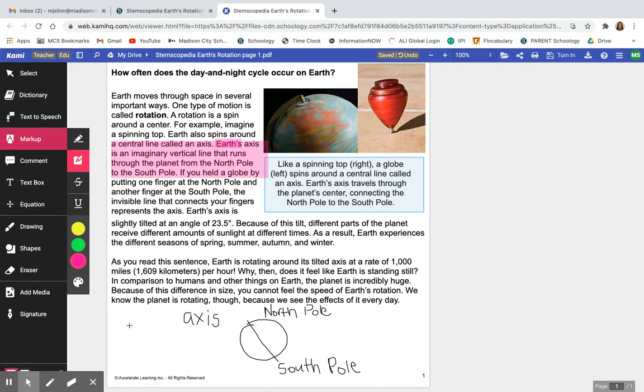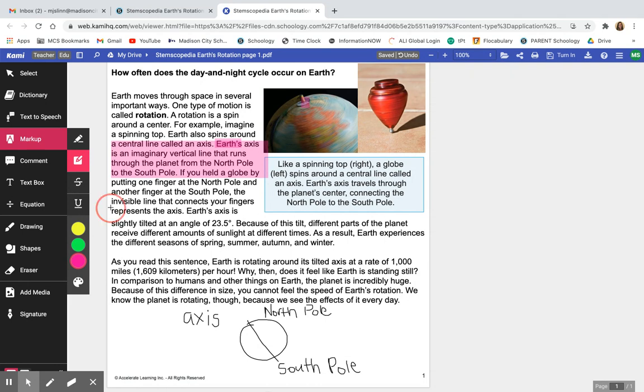If you held a globe, by putting one finger at the North Pole, up here at the top of the globe, and another finger at the South Pole, the invisible line that connects your fingers represents the axis. Earth's axis is slightly tilted at an angle of 23.5 degrees.